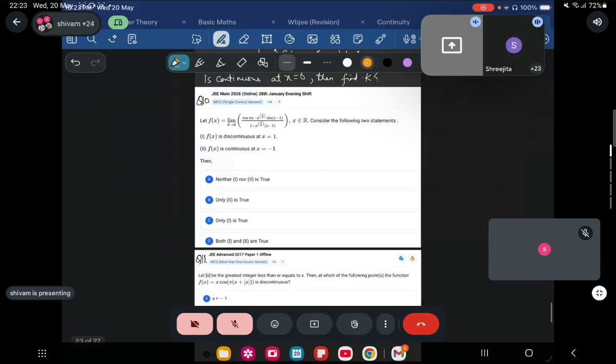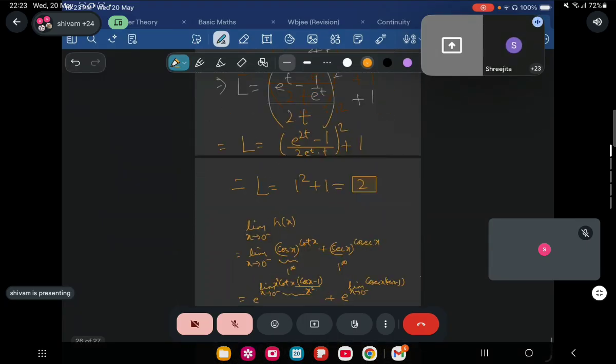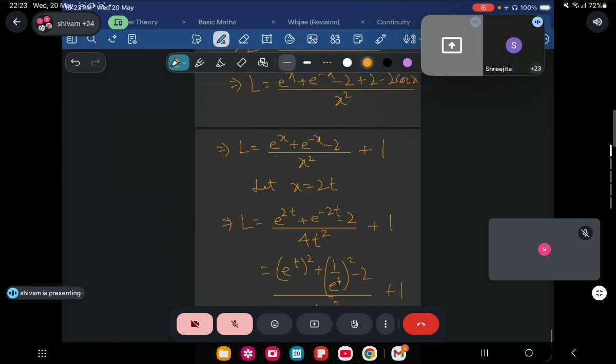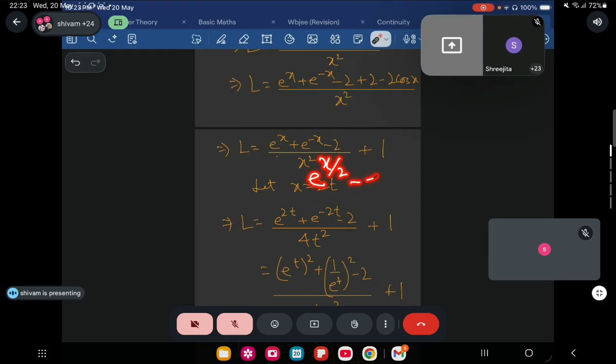Sir, was it necessary to take x equal to 2t? Like, e to the power x plus e to the power minus x minus 2 is already a whole square. Yes, you are correct. I could have done it over here: e to the power x by 2 minus e to the power minus x by 2.